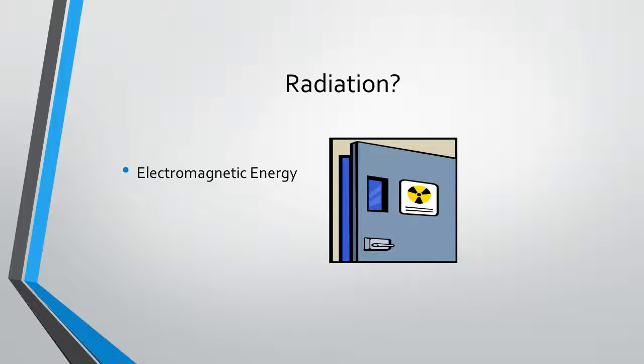So what is radiation? Radiation is the process of emitting electromagnetic energy in the form of waves or particles through matter. It may also be defined as the combined process of emission and transmission of radiant energy through space. All radiation is electromagnetic energy.